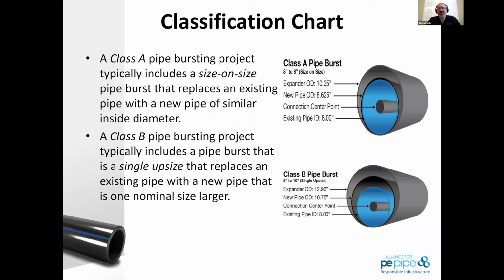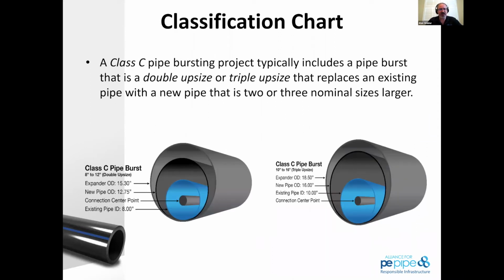So these classification charts here really show you what we consider to be some of the bread and butter. This is the majority of pipe bursting that happens, which is a size on size, potentially a single upsize, in the terms of Class B. These are the ones that happen commonplace every day all over the country, and most pipe bursting contractors are able to successfully do these installs. When we keep going to a Class C, we're looking at a double or triple upsize.